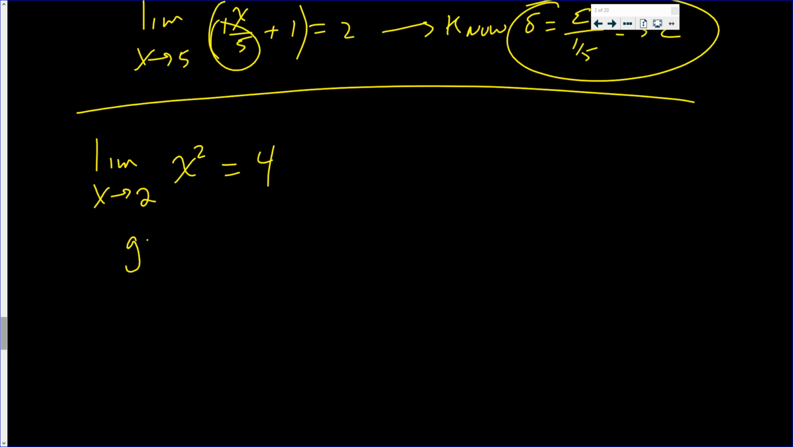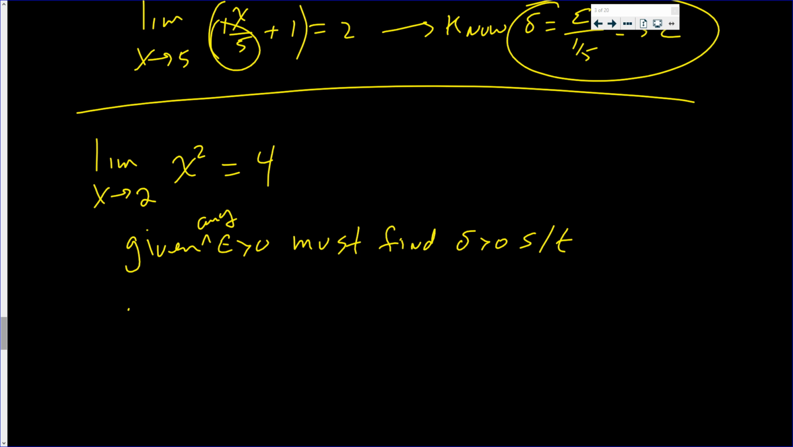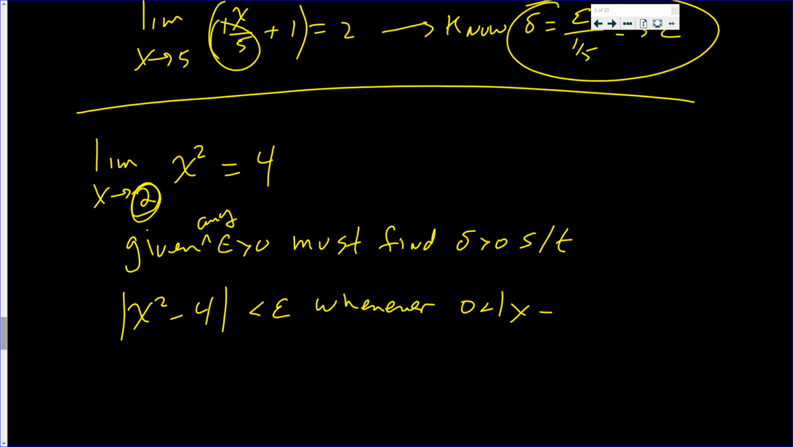Okay, so given any epsilon greater than 0, we must find delta greater than 0 such that the absolute value of the function minus the limit is less than epsilon whenever 0 is less than the absolute value of x minus c, which is right here, that's 2, is less than delta.